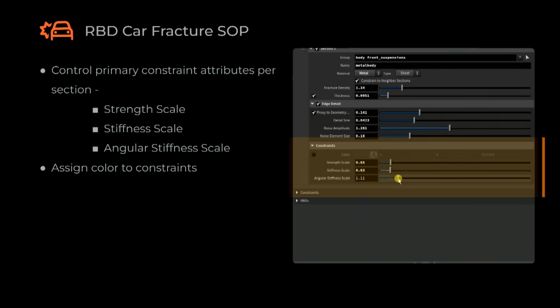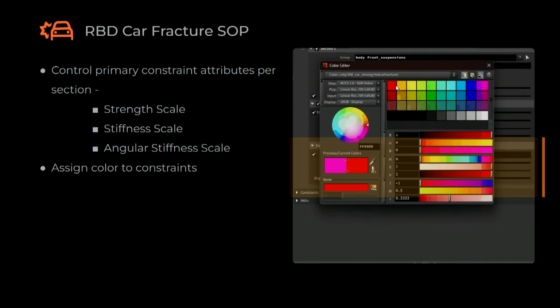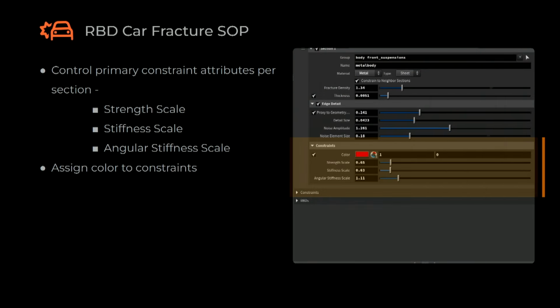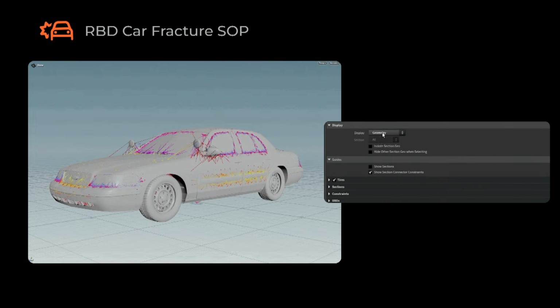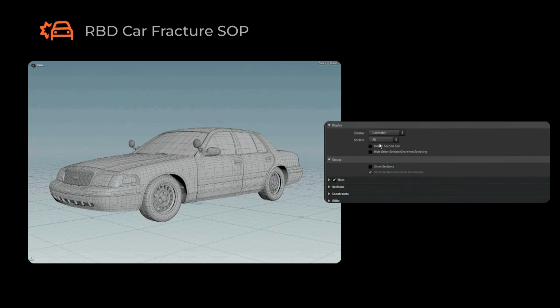So you get to tweak the constraint strength and stiffness independently for each section as well. And you can also set some color to it. That way you can differentiate the constraints between the sections. And this is a good time to maybe look at the display section that's right above the tire section.